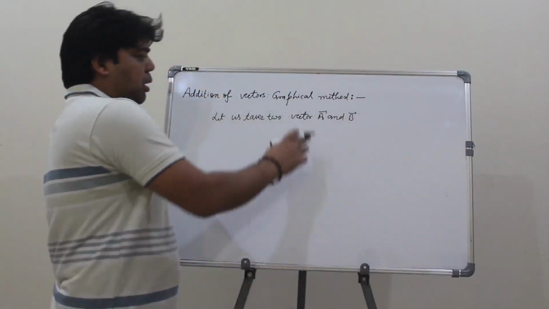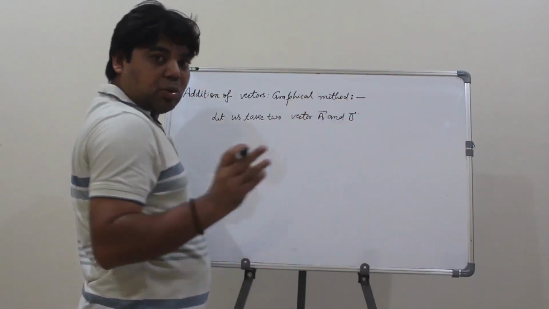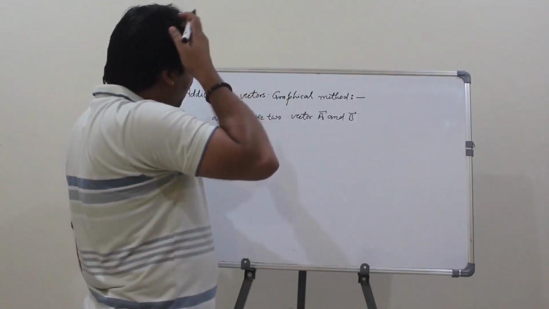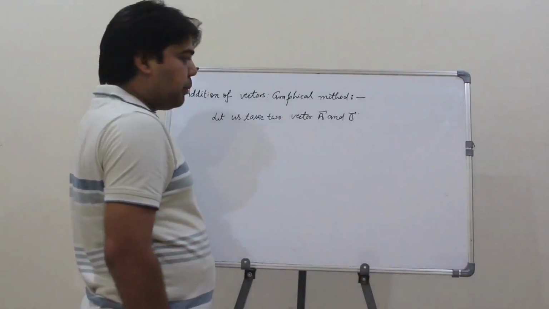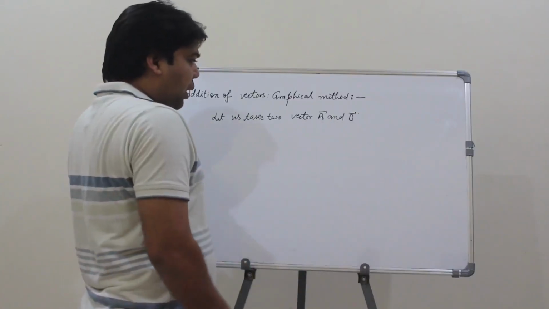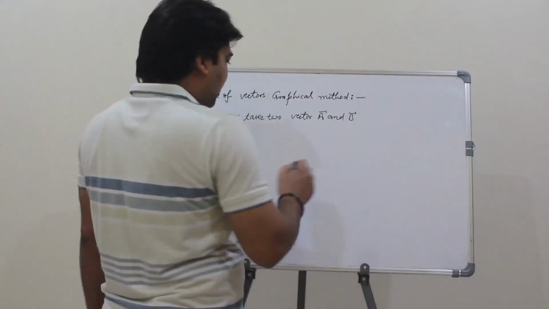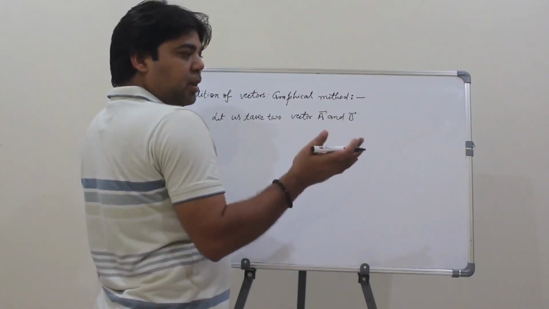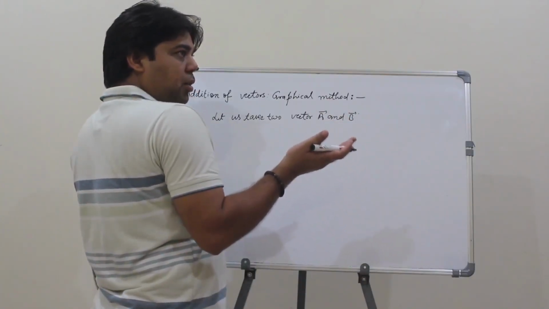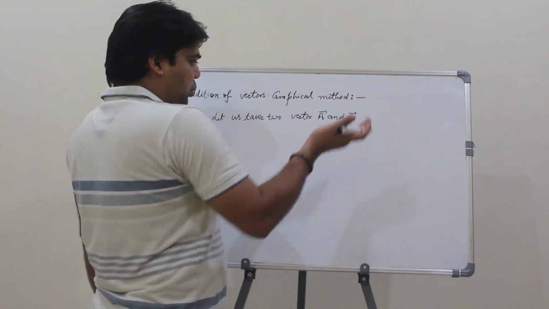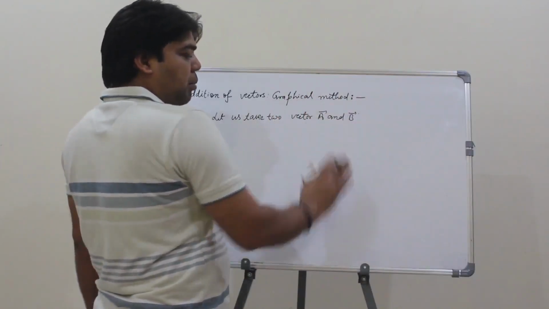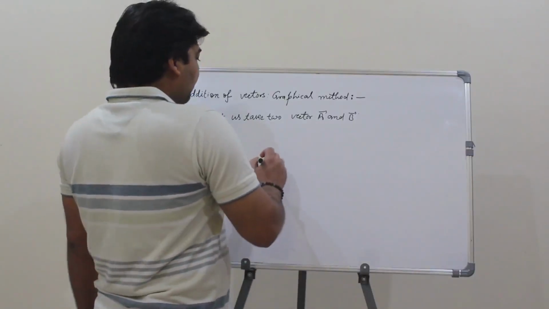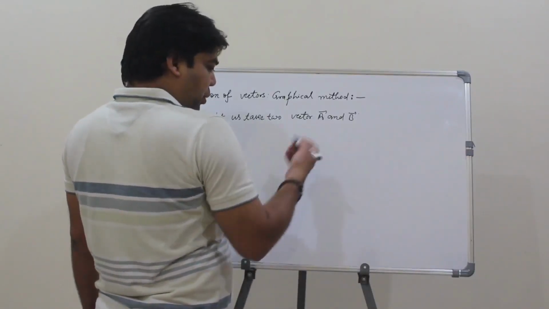Now remember that a vector has two important things. One is its modulus, another is its direction, right? You call it magnitude and direction. So the magnitude is represented in the graphical method as the length of your vector, and direction is obviously the direction of the arrow, or the head of the arrow, you can say.